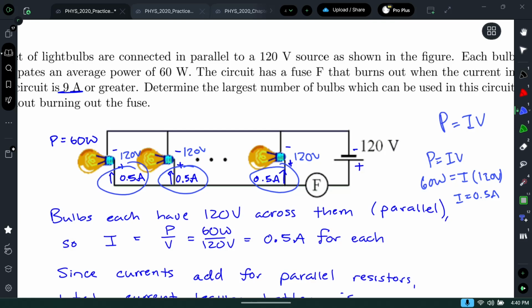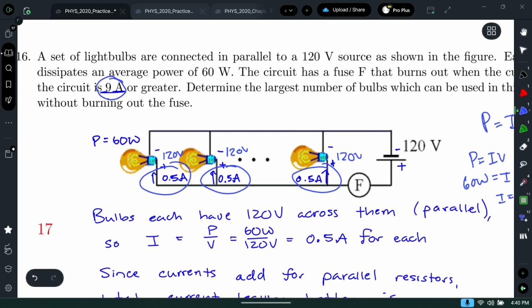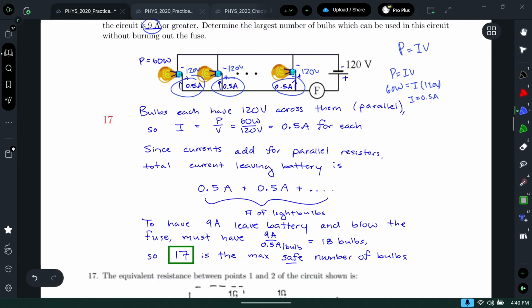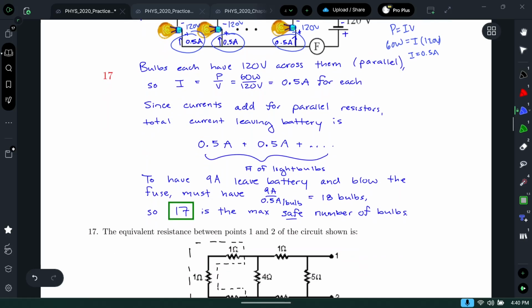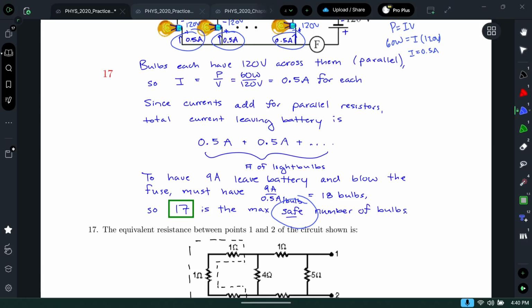Currents in parallel add, so if I have 2 bulbs, I'm going to send 1 amp out from the battery. That's what the bulbs are going to require or draw. If I have 3 bulbs, 1.5. If I have 4 bulbs, it's 2 amps, so on and so forth. At 18 bulbs, that is drawing 9 amps of current. This says the fuse burns out at 9 amps. So I can't have 18 bulbs. I can have 17. I can have one less than what's going to burn out the fuse, but I can't have 18 because that's when we hit that 9 amp limit. That's why it says max safe number of bulbs is 17.